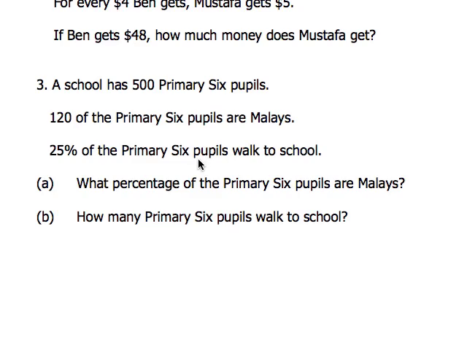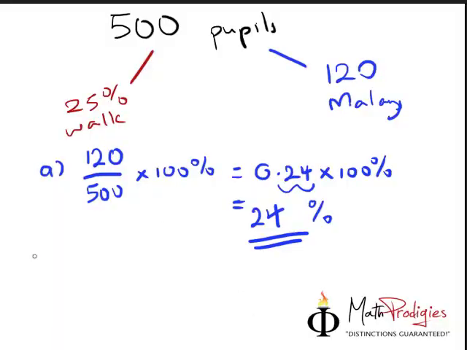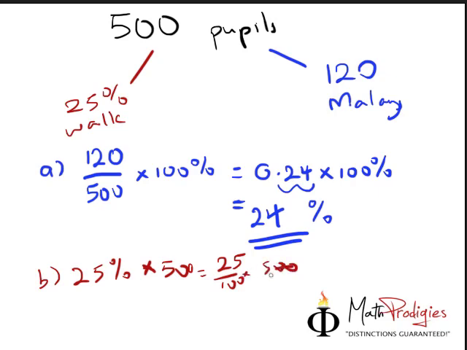Okay? So for part B, how many primary 6 pupils walk to school? Very simple. Number of primary 6 pupils who walk to school is simply 25% of the 500. 25% times 500 is also the same as 25 over 100 times 500. You cancel this, you get 25 times 5, which gives you 125 pupils. And that's the answer. Simple, right?